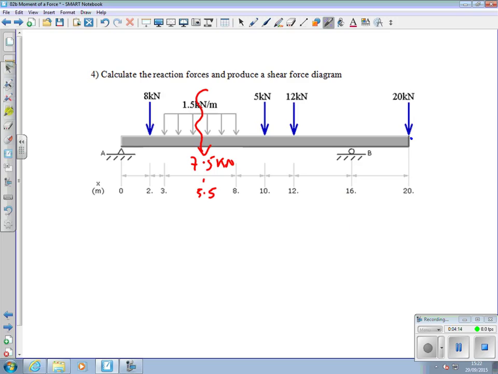So your homework is to complete this question, find the reaction force at A, the reaction force at B, use the up force and down force to check you've done it correctly, and then have a go at drawing the shear force diagram.